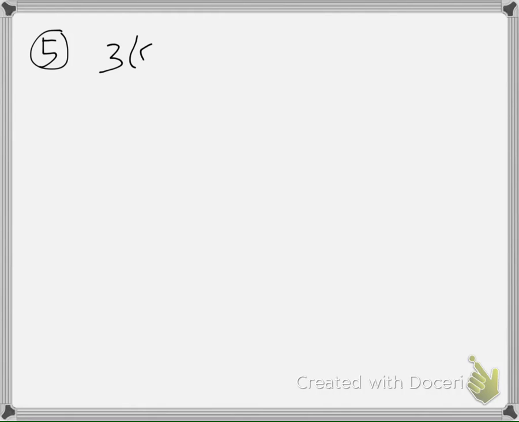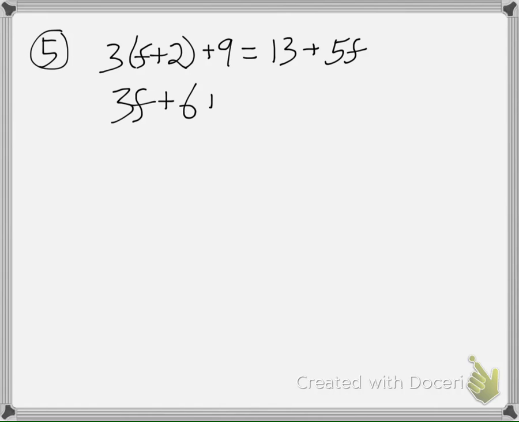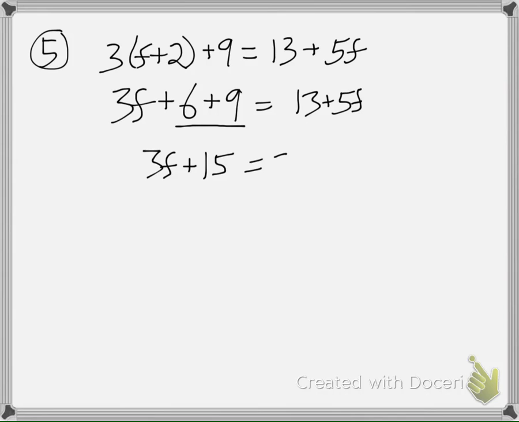3 times, in parentheses, f plus 2 plus 9 equals 13 plus 5f. Distributive property gives us 3f plus 6 plus 9 equals 13 plus 5f. I still can simplify over here. So I'm going to make that 3f plus 15 equals 13 plus 5f.